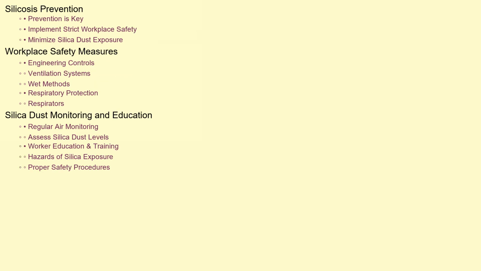Prevention is the most effective way to combat silicosis. This involves implementing strict workplace safety measures to minimize silica dust exposure. These measures include using engineering controls, such as ventilation systems and wet methods to suppress dust, providing workers with appropriate respiratory protection, such as respirators, conducting regular air monitoring to assess silica dust levels, and providing workers with education and training on the hazards of silica exposure and proper safety procedures.